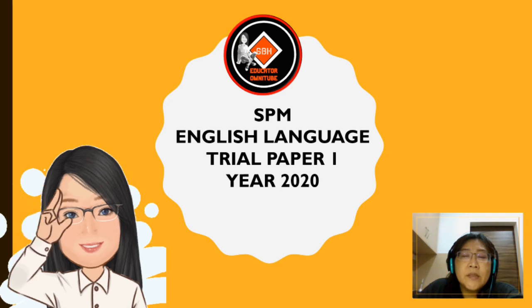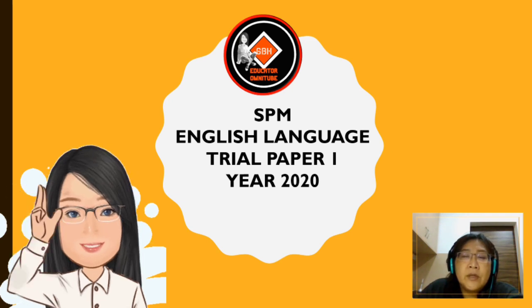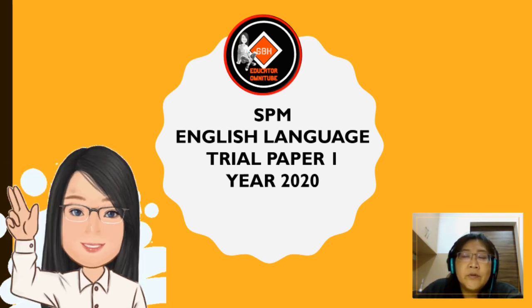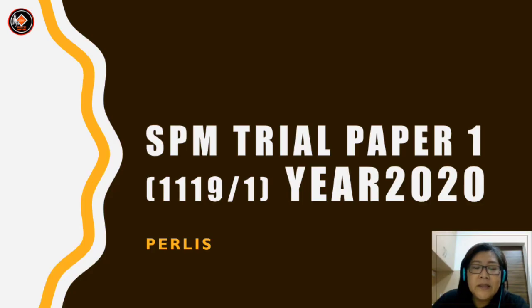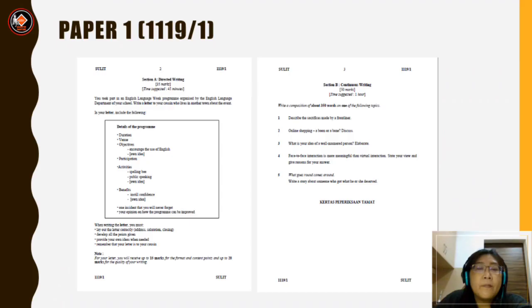Today we are going to discuss the SPM Language Trial Paper 1 for the year 2020. For this lesson, we are using SPM Trial Paper 1 and the code is 1119-1. This is this year's trial paper and it is from Perlis. Let's look at the paper. This is the paper.